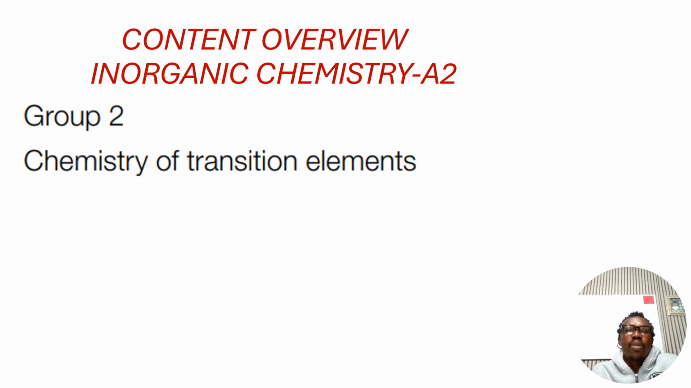These are the content overview for inorganic chemistry A2. We'll be looking at group 2 and the chemistry of the transition elements. For group 2 elements, which are the alkaline earth metals, we're going to talk about the thermal stability of the group 2 nitrates and the group 2 carbonates. For chemistry of transition elements, we're talking about ligand substitution, complex, and the rest. So this is the content overview for inorganic chemistry, which are group 2 elements and the chemistry of the transition elements.